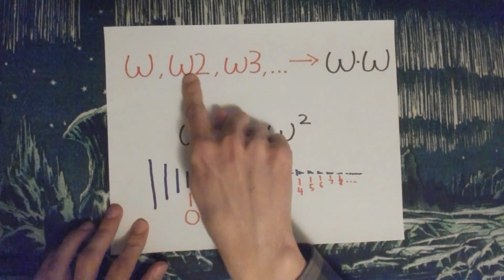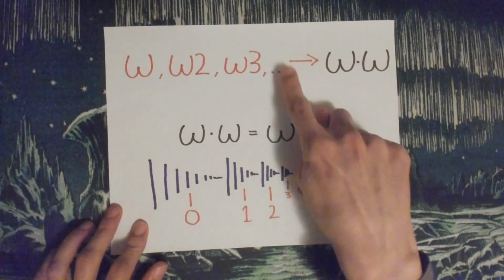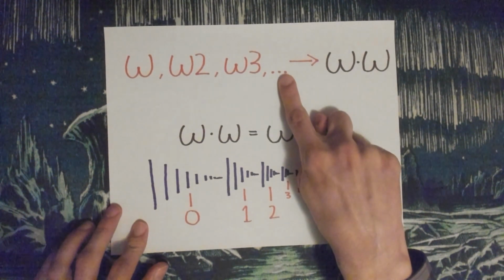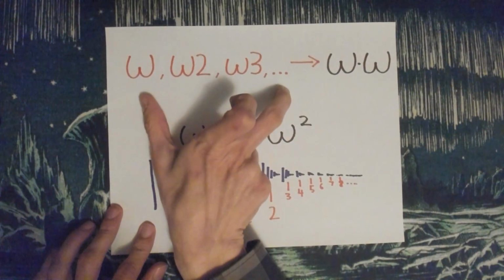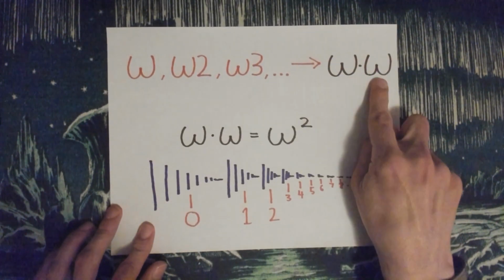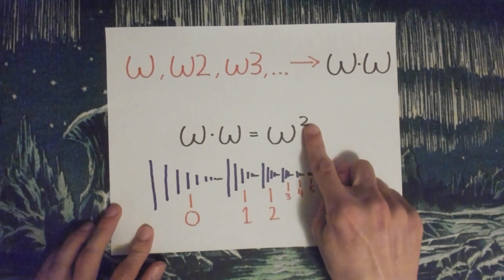Now we'll stop by going up to omega squared. So we had omega, omega times 2, omega times 3, and in a similar way you can get omega times 4. You can build up all of those, and then the first ordinal beyond all of these ordinals is going to be omega times omega, which is omega squared.